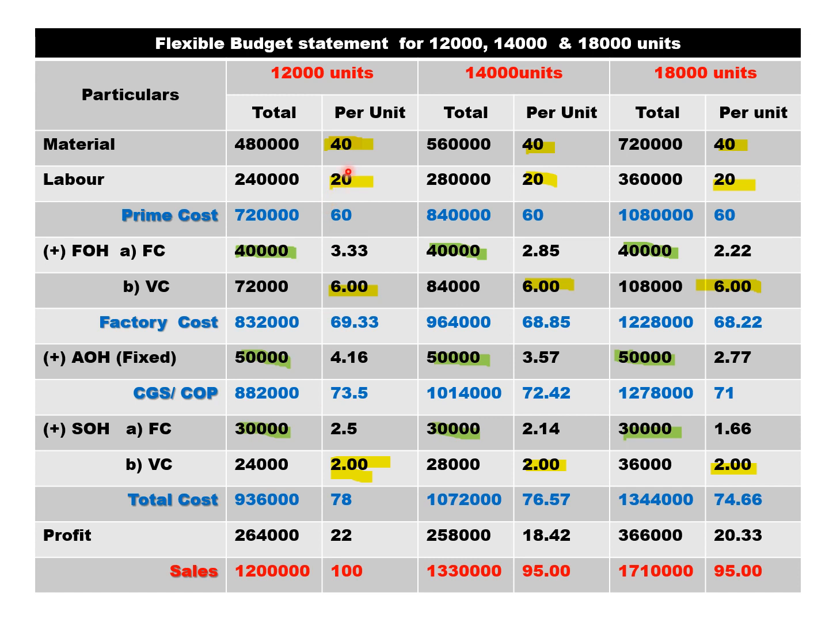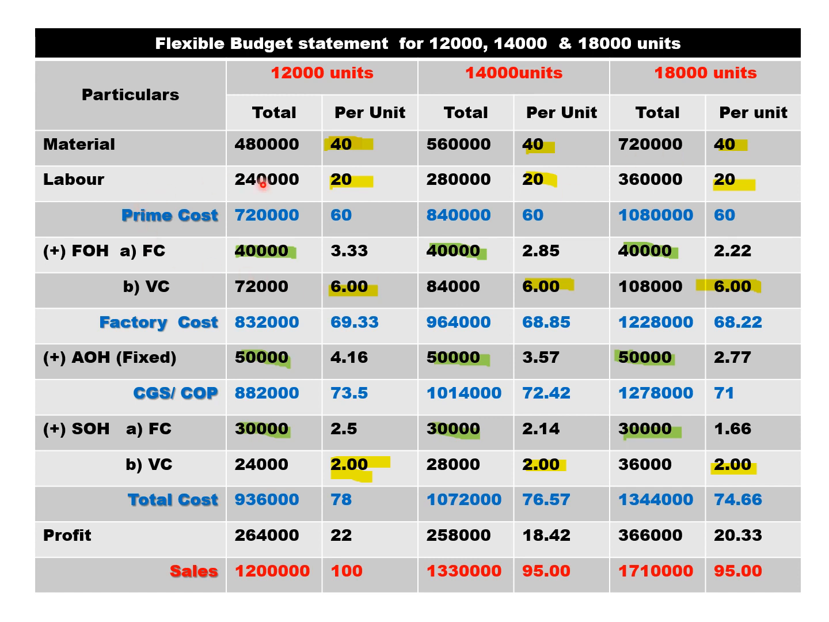40 rupee material is a variable cost. 40 rupees into 12,000, 4,80,000. Next, 40 rupee into 70%, that is 14,000 units, 5,60,000. 40 rupee into 90%, that is 18,000, you get 7,20,000. So variable you need to consider per unit.